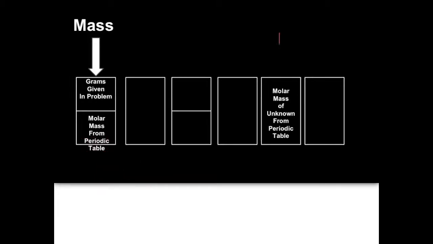And then if you're trying to find the mass, you need to have the molar mass of the unknown in this next to last box, and then you would multiply this, which is the moles, times the molar mass of the unknown, and that gives you the grams or the mass of the unknown at the end.